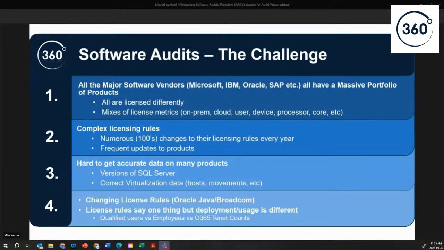The one thing that I will say is that it is difficult because all the major software vendors have massive portfolios of products. If you look at IBM, they have hundreds of products. Microsoft has hundreds of products, and they're all licensed differently, right? There's a mix of different license metrics that their various products require you to count. And then there are different deployment methodologies as well. Like, am I deploying on premise? Is it in the cloud? All of that sort of thing.